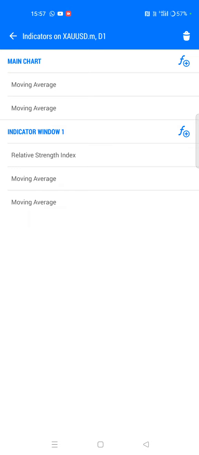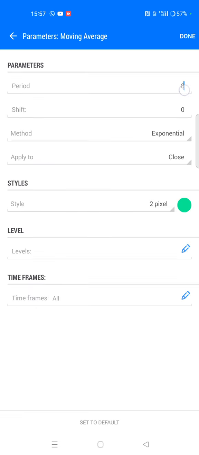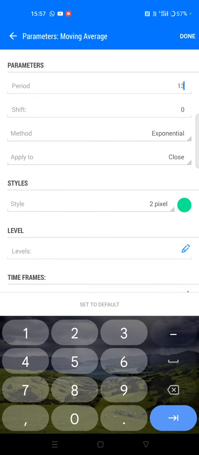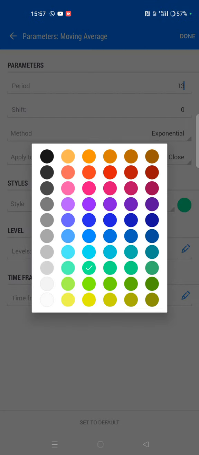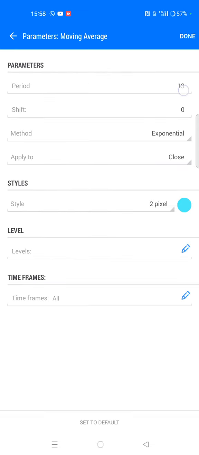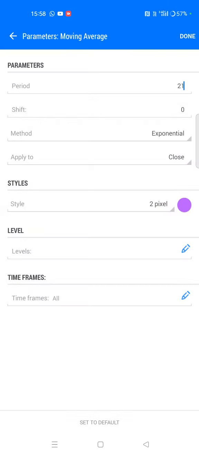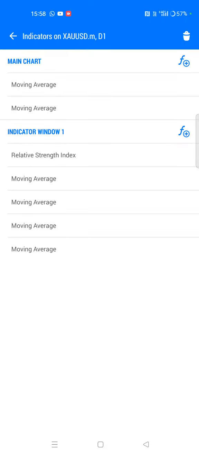Next, the third moving average. It will be 13, shift 0, method exponential, apply to close, 2 pixel, color of your choice, any color you want. The next moving average will be 21, same, shift 0, exponential, apply to close, 2 pixel, color of your choice. Okay, the last moving average.